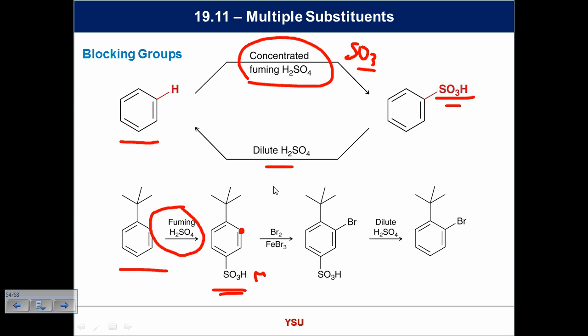You've got the SO3H group meta-directing and the t-butyl group ortho-directing. They both are sending it to the same place, and that will give you this species. And then we get rid of that by adding dilute sulfuric acid, and we have the product we want. So these are the types of games we play.